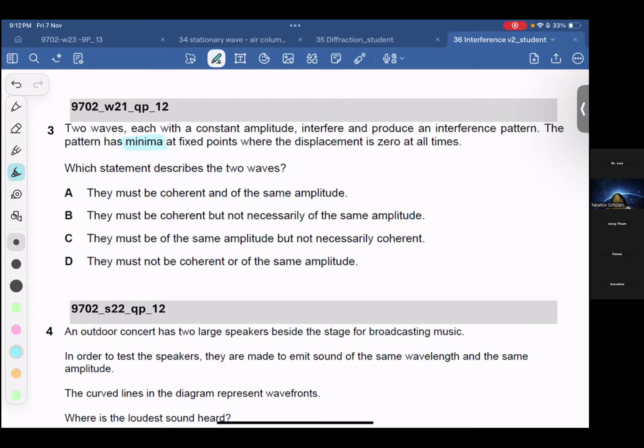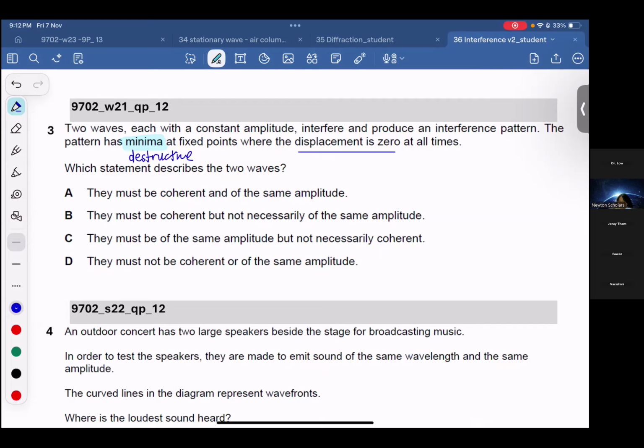Fawal, no, but you almost there. Wesley, no, but you almost there. Minima means destructive interference. For destructive, displacement is 0. Just now, you chose Wesley and Fawal chose the answer.